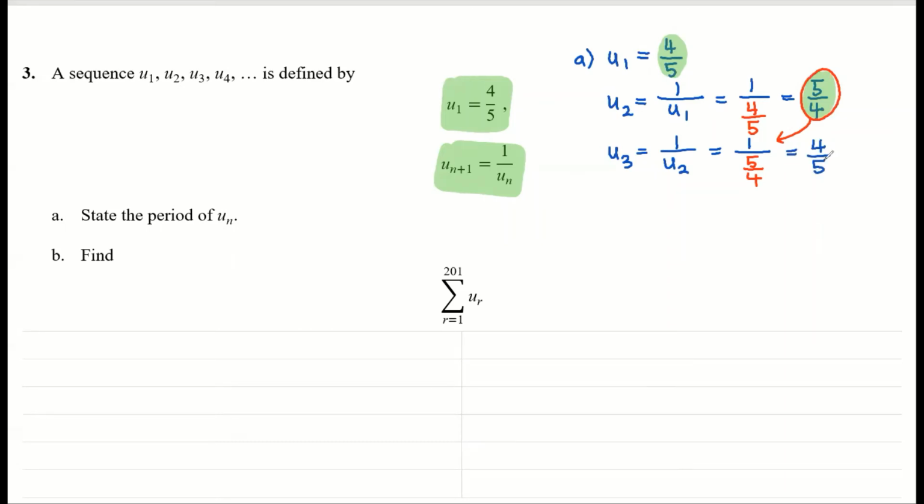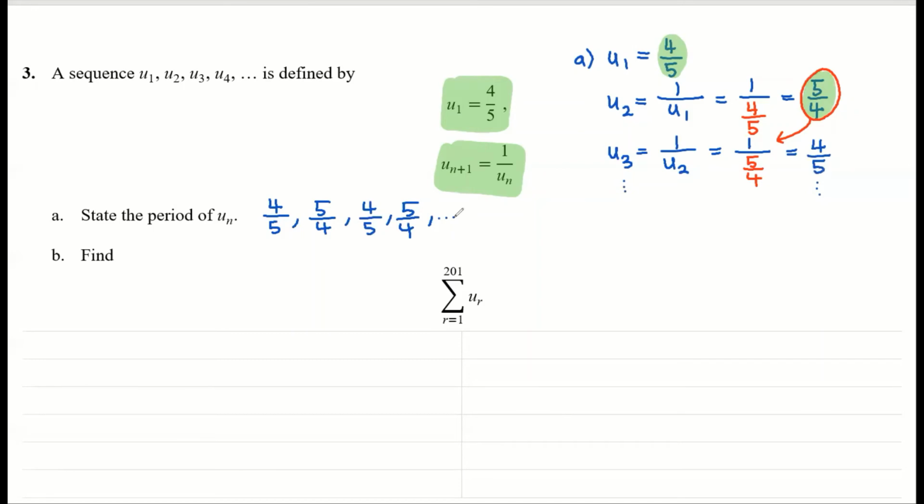Now, I think we can confidently say, without doing any more work, this is just going to keep going on. So the sequence is going to run like this. So we'll talk about the period in a minute. Sequence is going to run 4/5, 5/4, 4/5, 5/4, and so on and so on, without end.